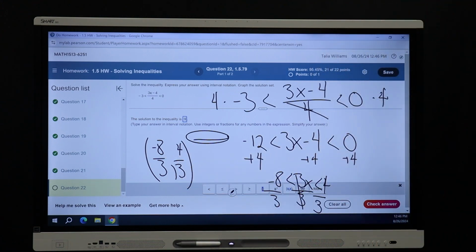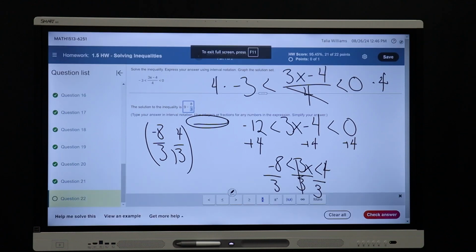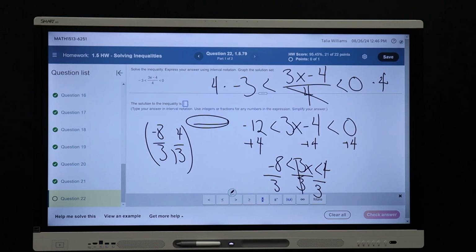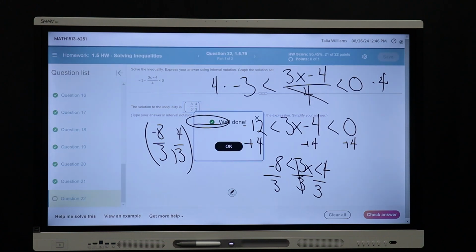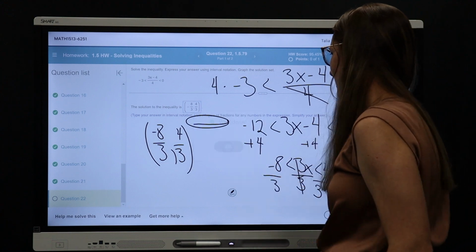Parentheses. -8/3, comma, 4/3, close parenthesis. Ruh-roh. That ain't it. Just a second. Start over. Parenthesis. -8/3. Click over, comma, 4/3. Get out of the denominator, close the parentheses. Okay. Man, that was fun.